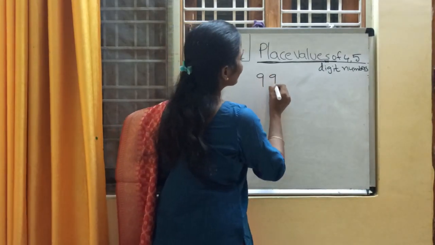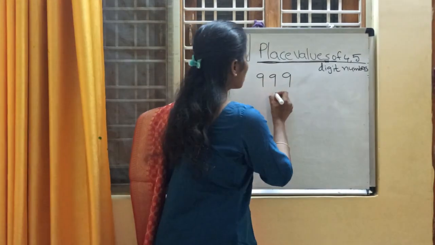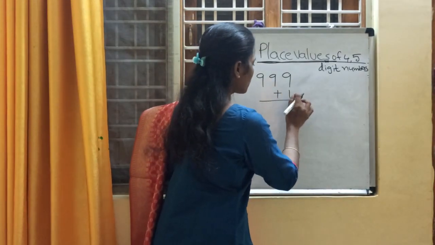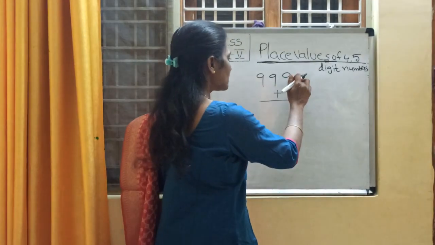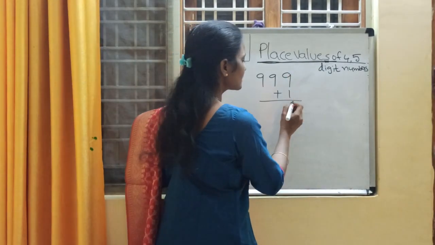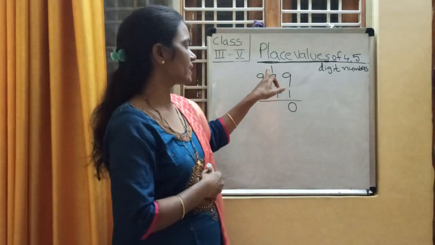999 is the greatest 3-digit number. Now I am going to add 1 to this greatest 3-digit number. Then tell me children, what is the answer? 9 plus 1 is 10. 0 is written in the one's place, and the carry over is forwarded to the next place.